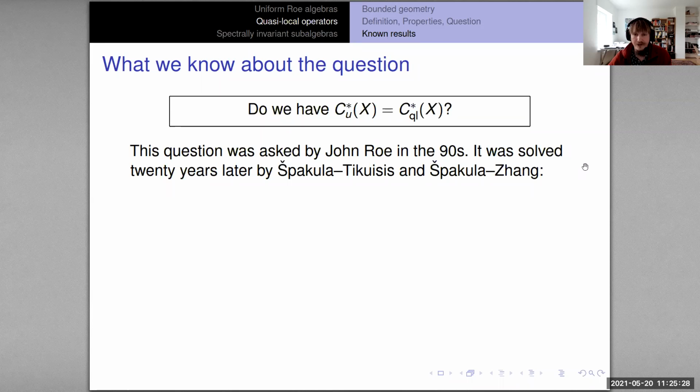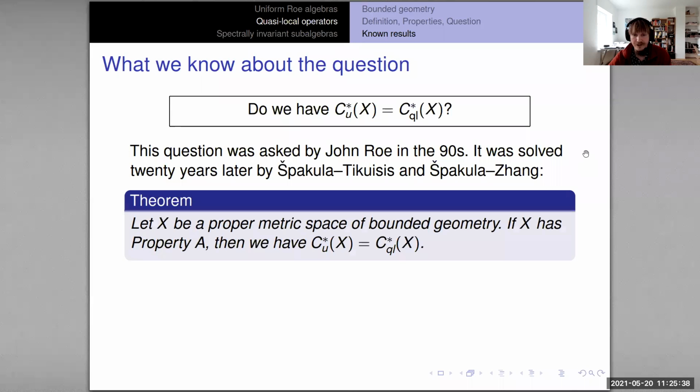Yeah, and then Špakula and Tikuisis, respectively Špakula and Jan, proved basically the best possible result that you can expect if you're familiar with coarse geometry. Namely, if, as usual, you start with a proper metric space of bounded geometry. So that's the standard assumption in this field. And then the best possible result is that if X has property A, then you have equality.